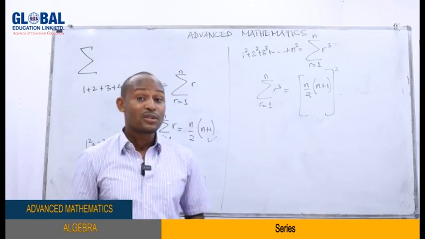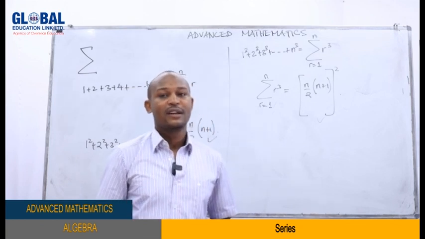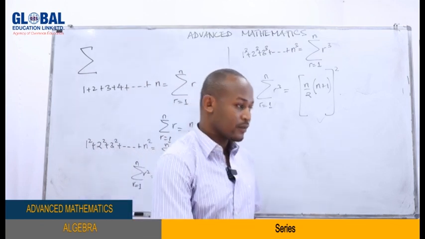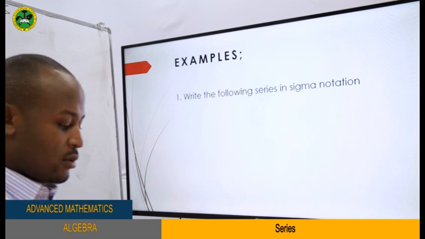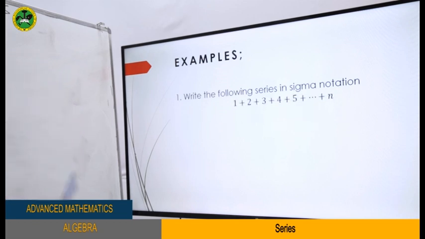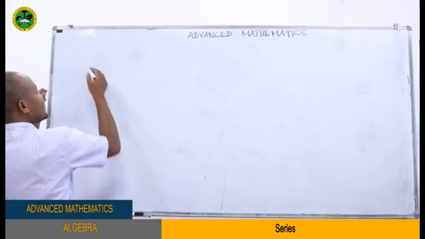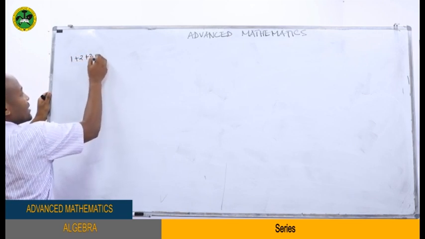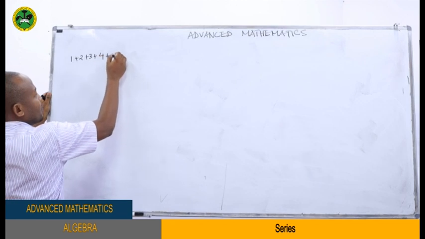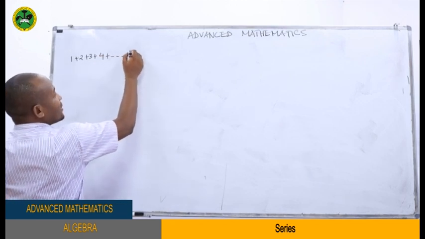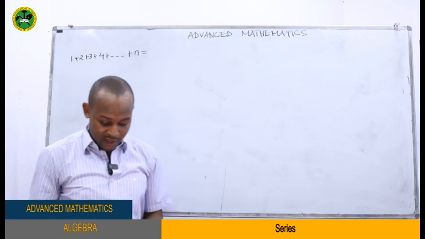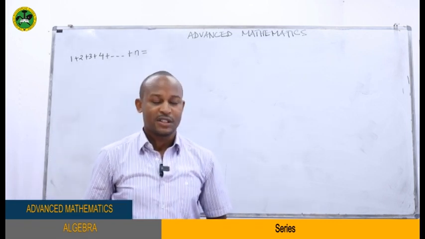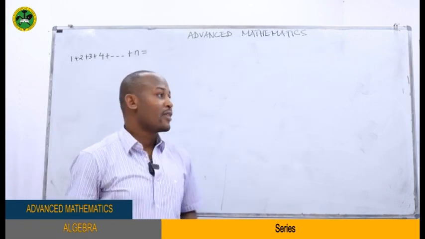Now let's see how those formulas are used in finding the answers to different questions. So example number 1: write the following series in sigma notation. We are given a series that says 1 plus 2 plus 3 plus 4 plus 5, and the difference there is 1. We are told to write that in sigma notation. So how can we handle that?